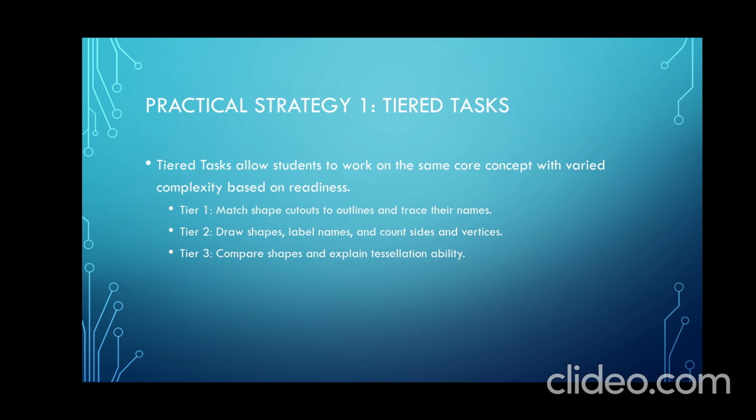That would be your middle set of learners, not the slow learners, but the ones above them. I think I'm using the wrong words here. And then tier 3: compare shapes and explain tessellation ability.